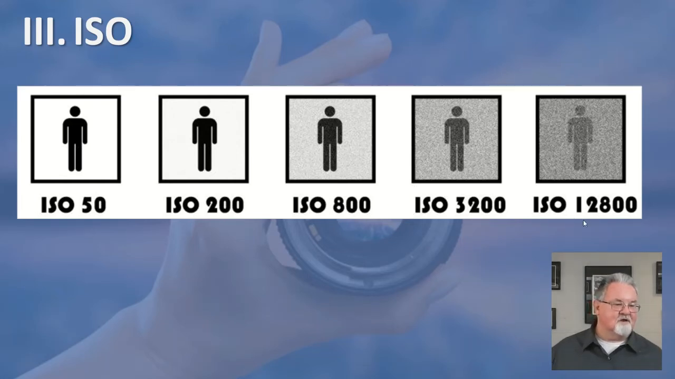And when you start getting up to ISOs like 12,800, in many cases, the photo becomes almost unusable. Because there's just so much noise there, and there wouldn't be very many applications where you would use an ISO that high. And so for our purposes, we want to keep the ISOs down as low as possible. So let's take a look at some real live examples of that.